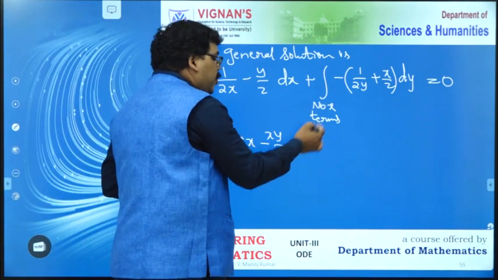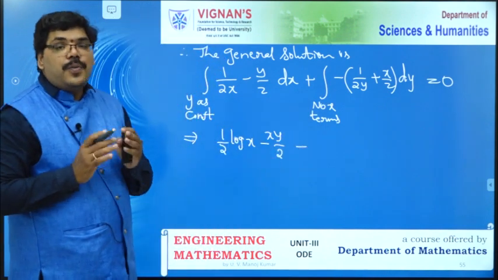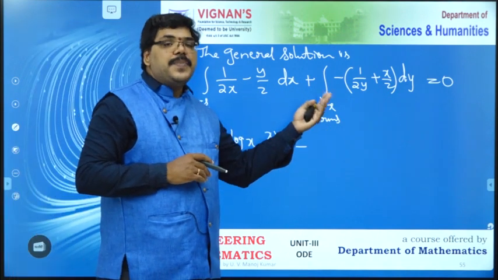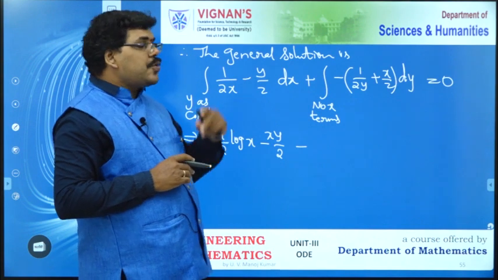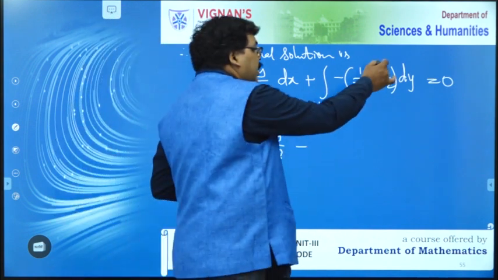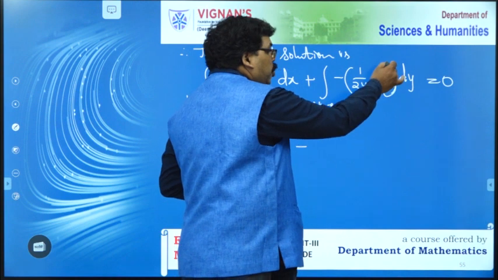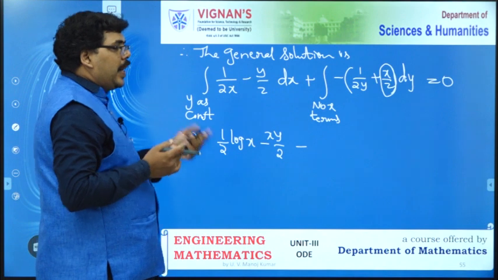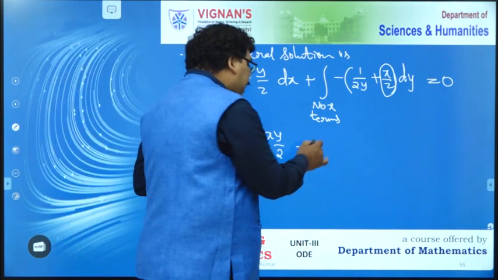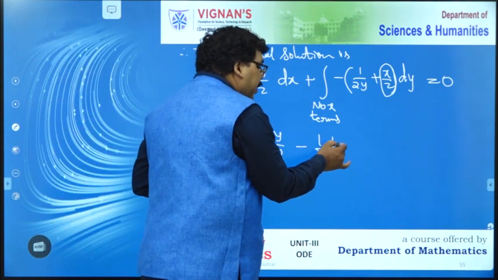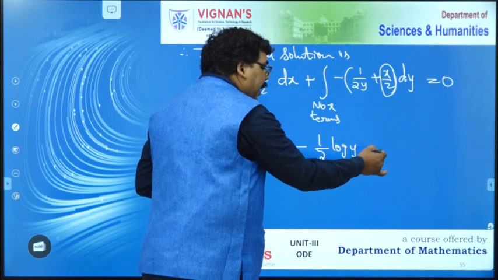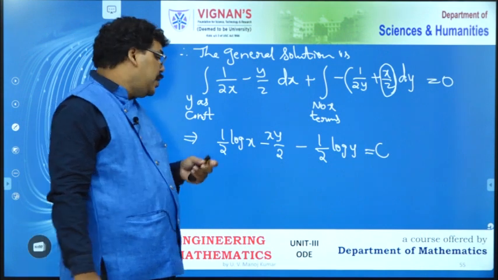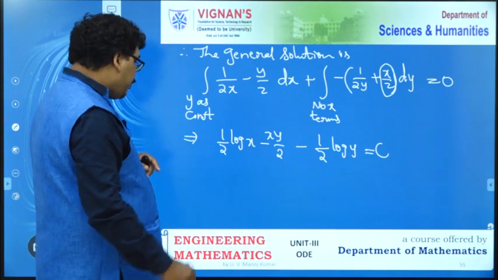plus into minus, minus. So, what do you have to do? When you are integrating with respect to y, x terms should not be there. So, this should be omitted. So, what remains then? 1 by 2y, 1 by 2 into integral of 1 by y, log y equals to c. What is c? Integrating constant. So, this is your solution.